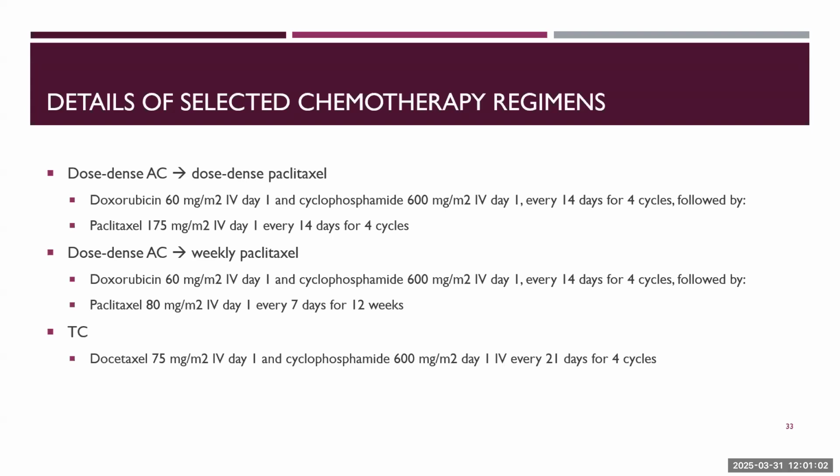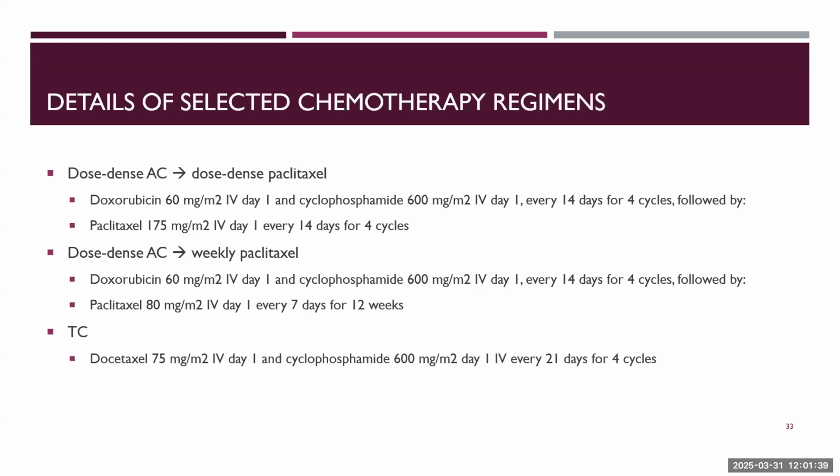So they will receive doxorubicin and cyclophosphamide on day 1 every 14 days for 4 cycles, followed by dose dense paclitaxel, which is paclitaxel 175 milligrams per meter squared on day 1 every 14 days for 4 cycles. Another common regimen that we use is dose dense AC followed by weekly paclitaxel. So you're giving the AC component, the doxorubicin and cyclophosphamide, at the same frequency, and then instead of every 2 weeks for the paclitaxel, they'll just get weekly paclitaxel for 12 weeks.